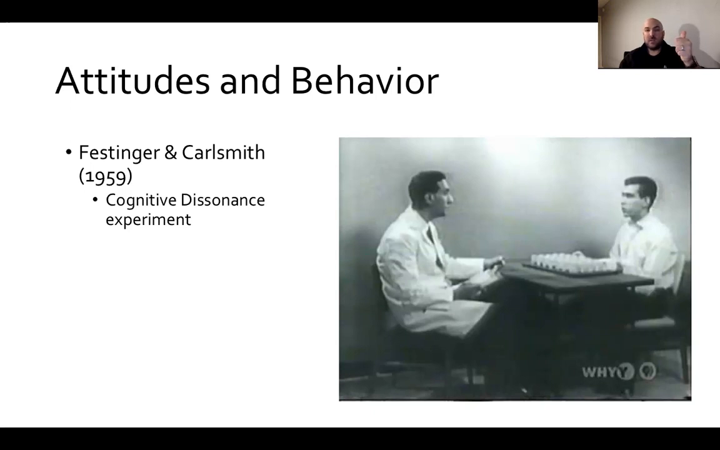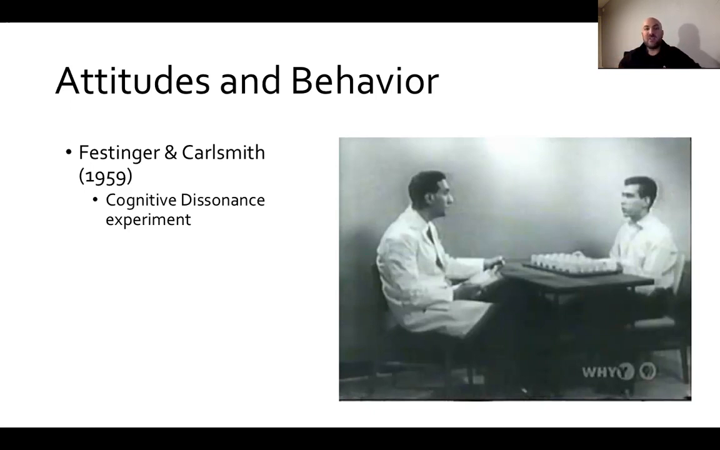And in one condition, for half of the participants, Leon Festinger asked them, hey, would you go and lie to these participants and tell them how fun and exciting the study is? I'll pay you $1 to do so. In the other condition, they said, hey, would you go and basically lie to these participants and tell them how fun and exciting this study is? I'll pay you $20.